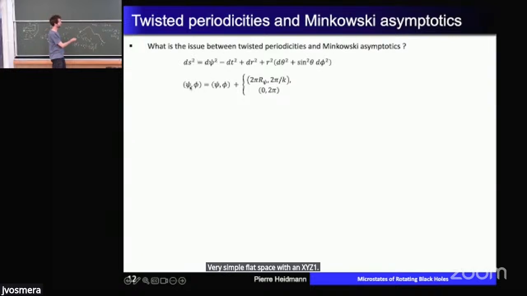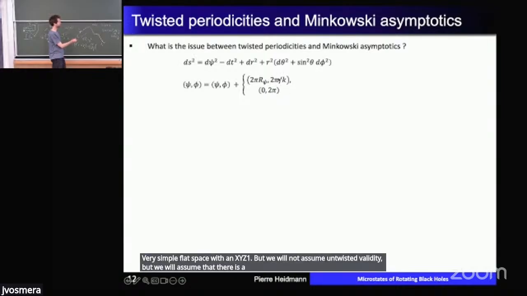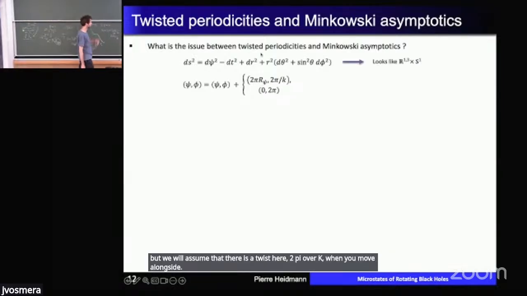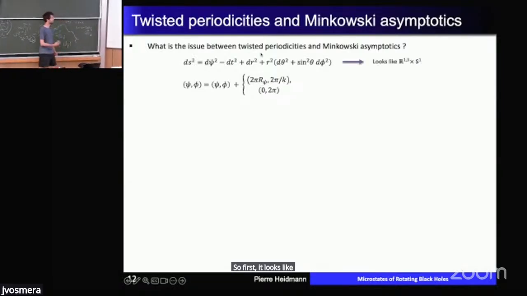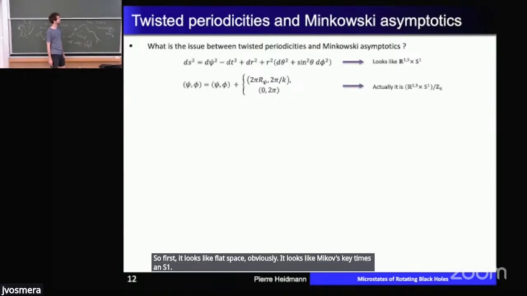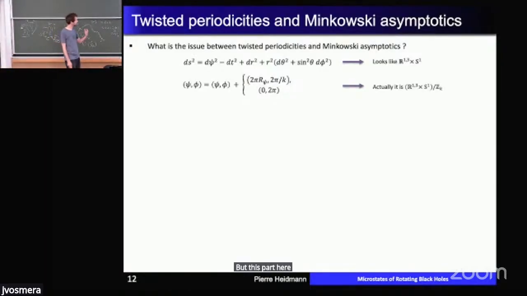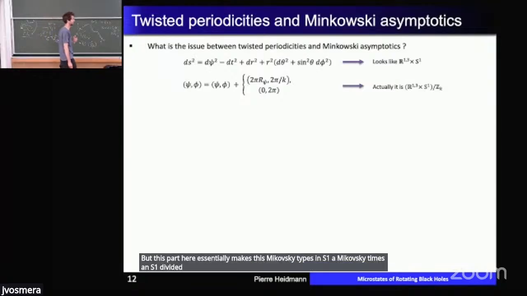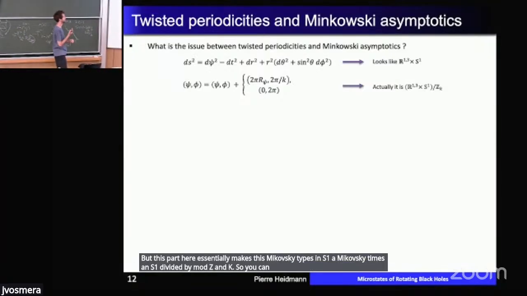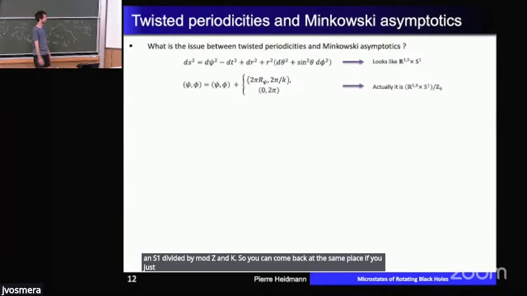But we will not assume untwisted periodicity, but we will assume that there is a twist here, 2 pi over k, when you move alongside. So first, it looks like flat space, obviously. It looks like Minkowski times an S1. But this part here essentially makes this Minkowski times an S1 divided by mod Z and K. So you can come back at the same place if you just turn around the S1.